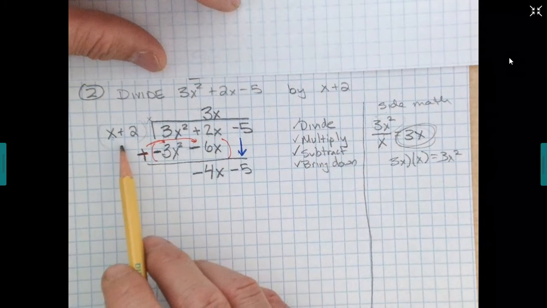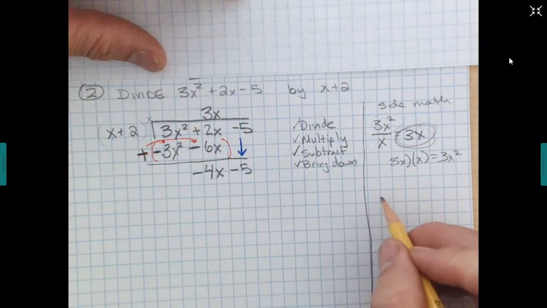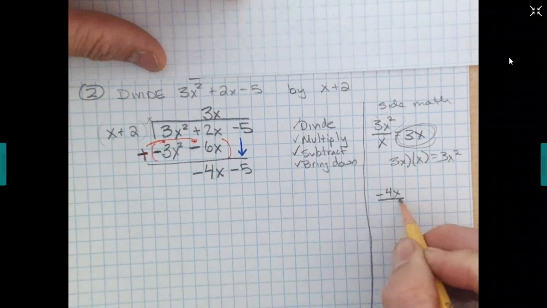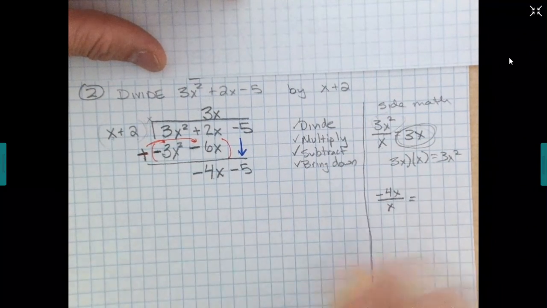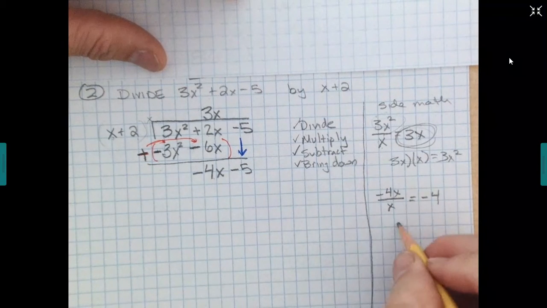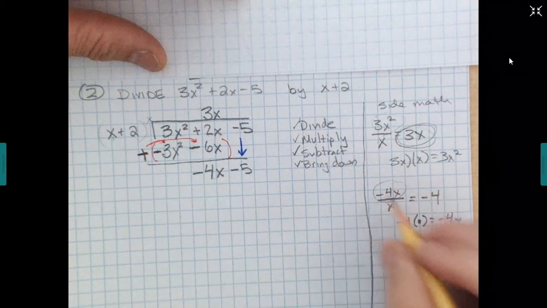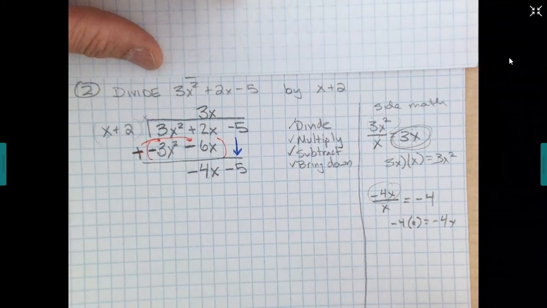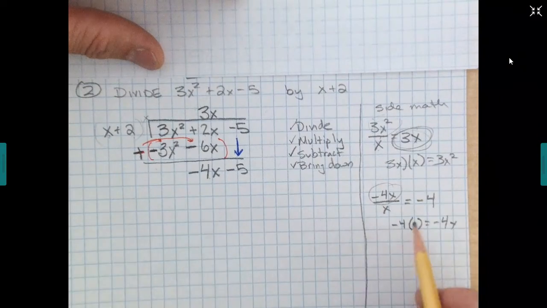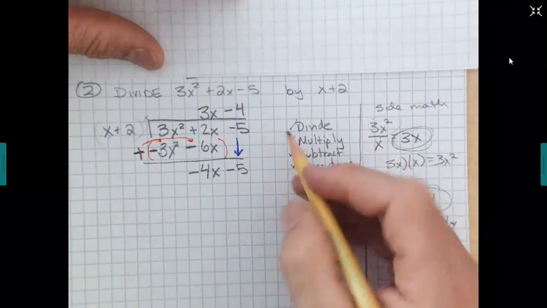So how many times does x go into negative 4x? Well, I'm not sure. Let's go negative 4x divided by x. And what I get is negative 4. And I check it. Negative 4 times x gives me negative 4x. Sure enough, that's what I'm looking for. Perfect. So I have negative 4. So there it is. There's my division.